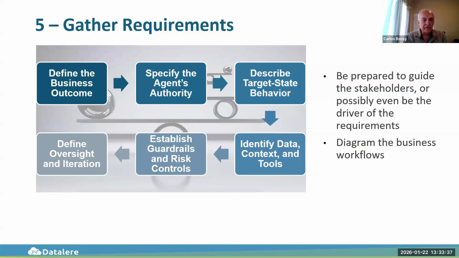And then the oversight, and what does an iteration look like? How do we improve it? How do we know it's doing what it's supposed to be doing, and not doing something it's not supposed to be doing? And then how do we iterate through that? Because just like any other software you deploy, you're going to want to improve it. It's going to have some failures. And so how do we iterate through the process and make it better?